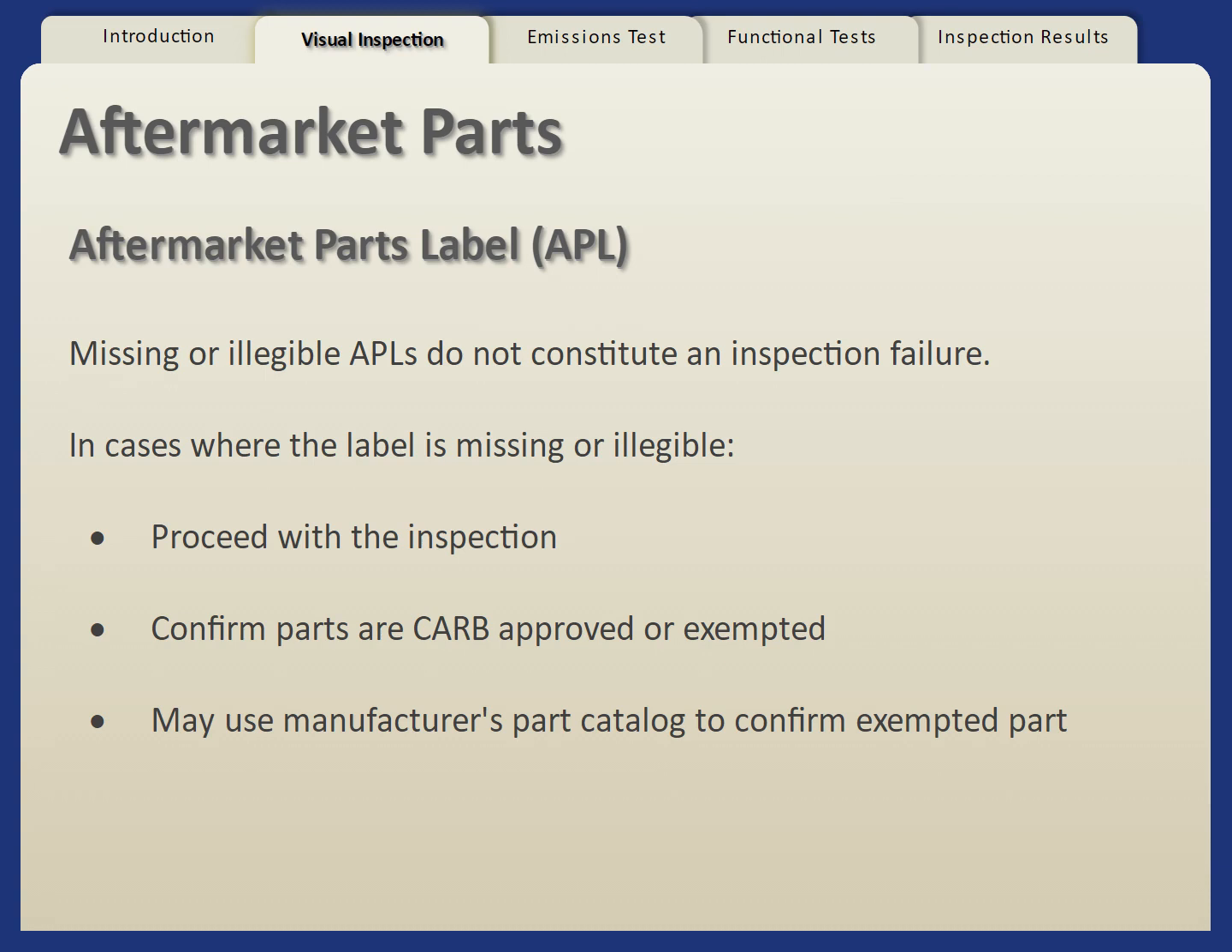A missing or illegible aftermarket parts label does not constitute an inspection failure. In cases where the label is missing or illegible, the inspector may proceed with the inspection, provided the parts can be confirmed as ARB approved or exempted by comparing the part number marked on the part with the ARB Executive Order parts listings or the parts manufacturer catalog.